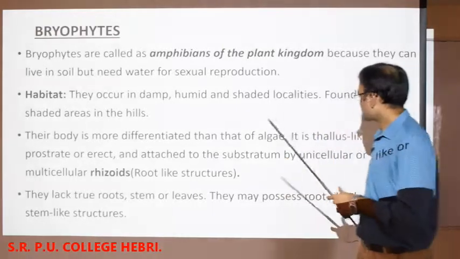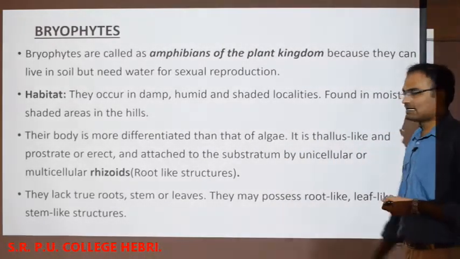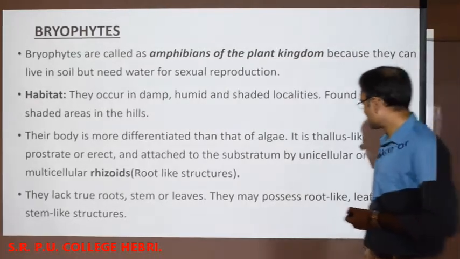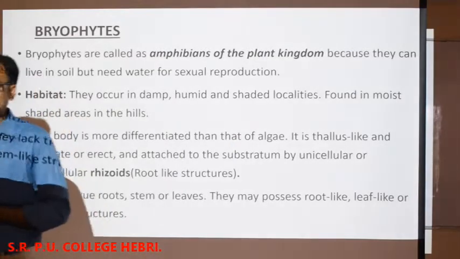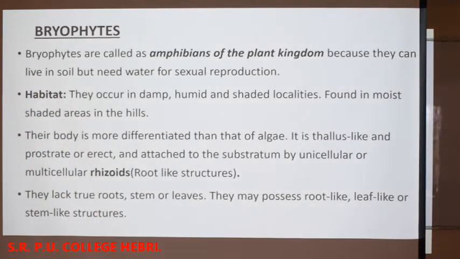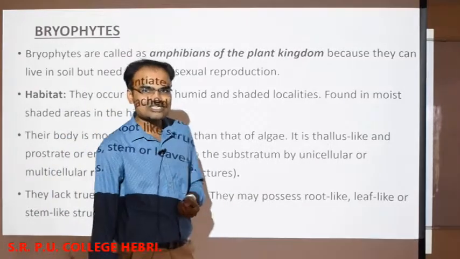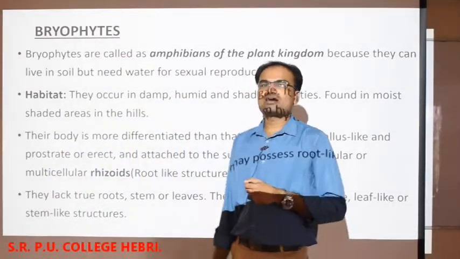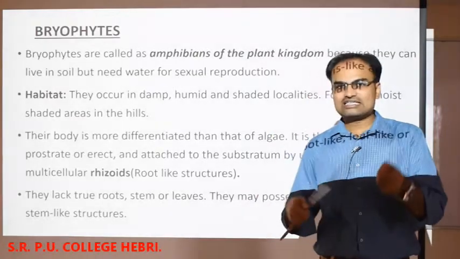It is thallus-like and prostrate or erect and attached to the substrate by unicellular or multicellular rhizoids. So the body of the bryophyte is also called the thallus. Okay, it is thallus-like. What is thallus? You already know. The plant body which we cannot divide into root, stem and leaf.